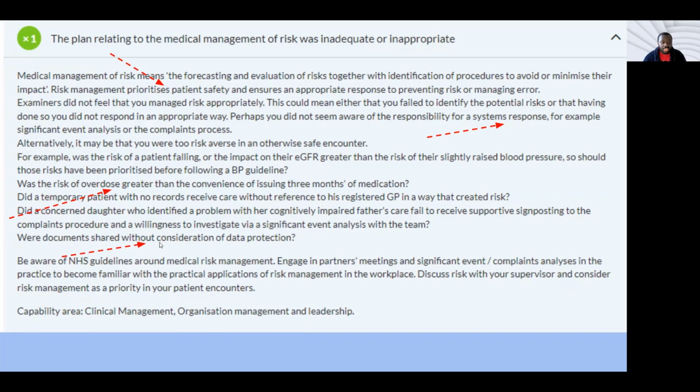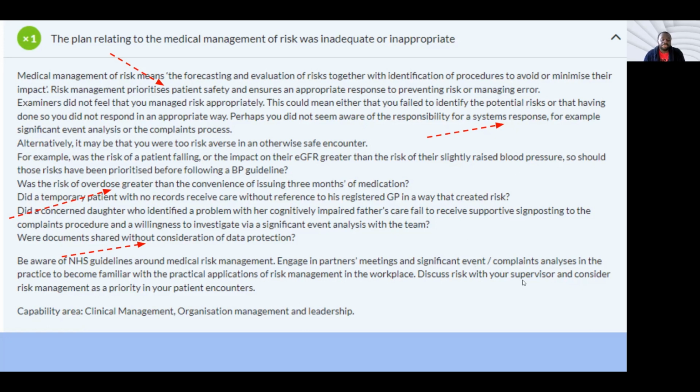Were documents shared without consideration of data protection? A patient's relative has come to you worried about something. They want to have a discussion with you, the doctor, about the patient. Will you just loosely and carelessly share information without being sure that consent has been obtained from the patient before you divulge certain information to the person who is asking? So we need to be careful about this kind of thing.